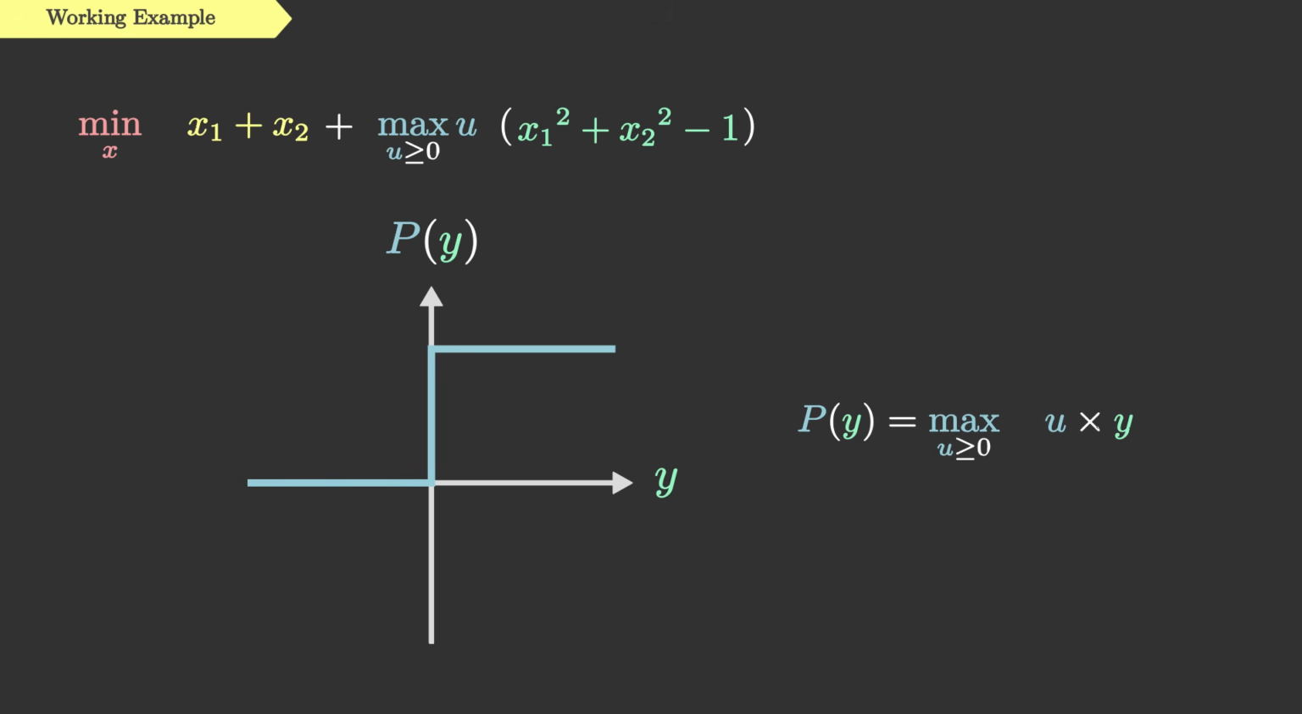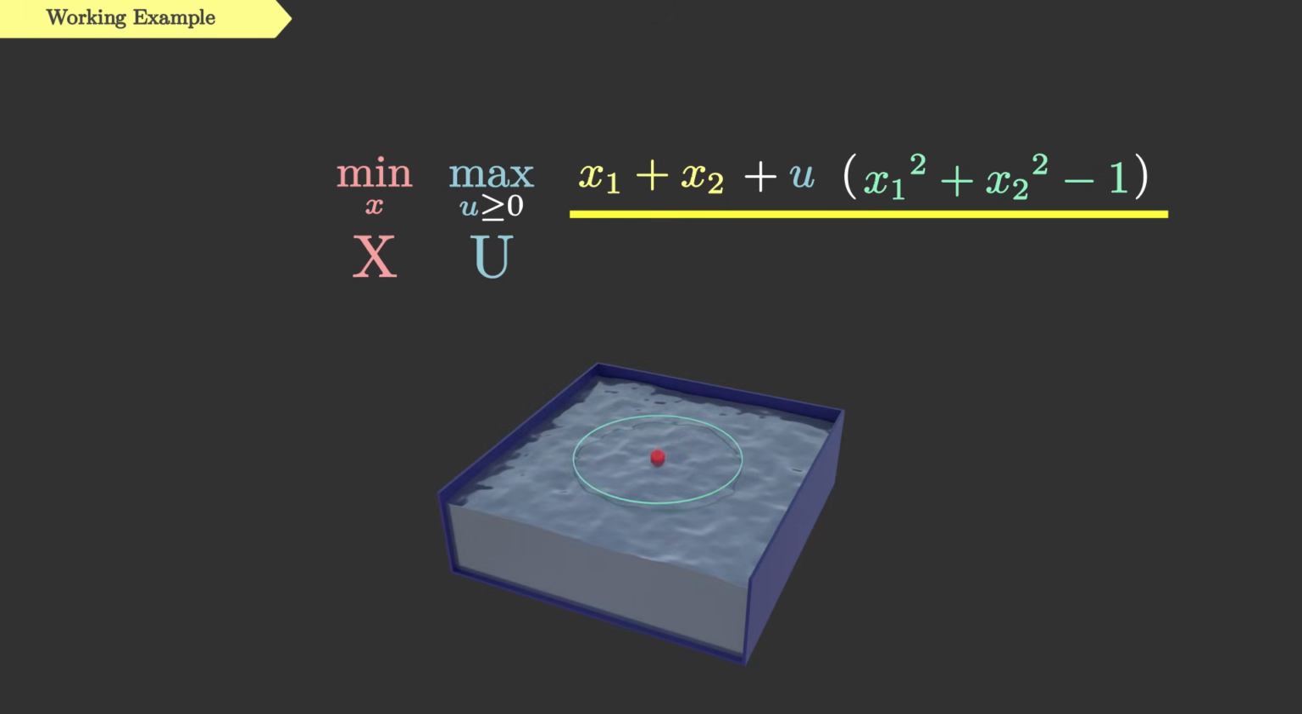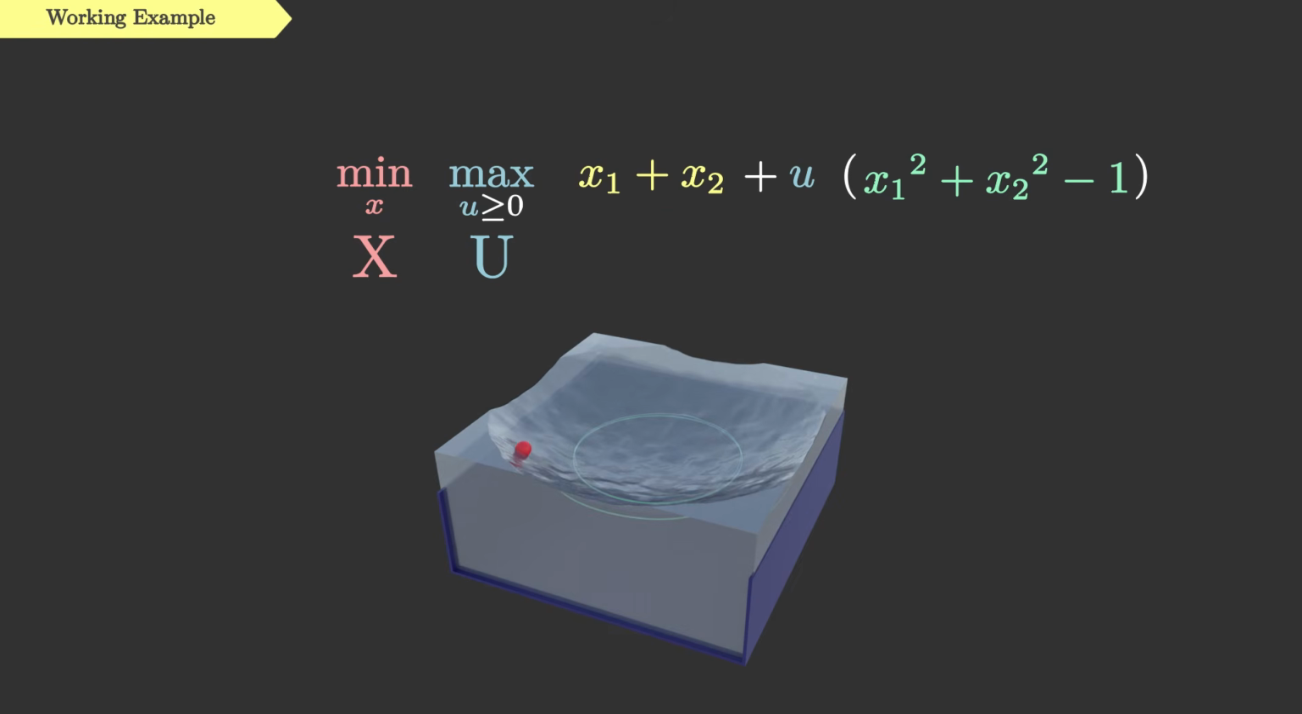And note that now we can take the maximum outside, since x1 plus x2 does not depend on u. What we have now is what is called a min-max problem. And a nice interpretation of what's going on here is to view the min-max problem as a two-person game. We have an x player and a u player. The x player picks an x to try to make this quantity small, while the u player will try to penalize us if we don't satisfy the constraints, and pick a u that makes this term big.